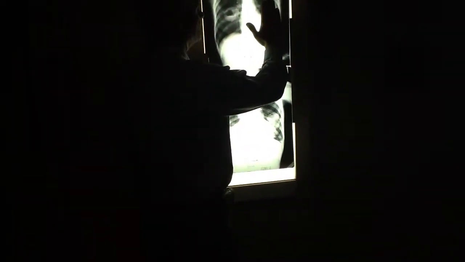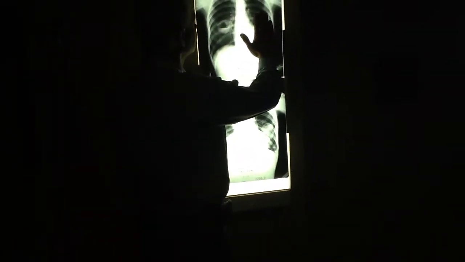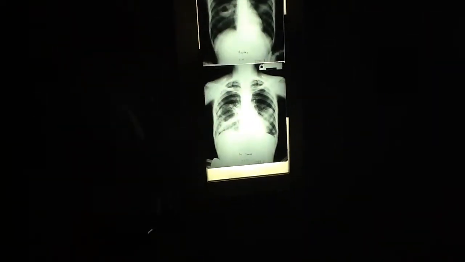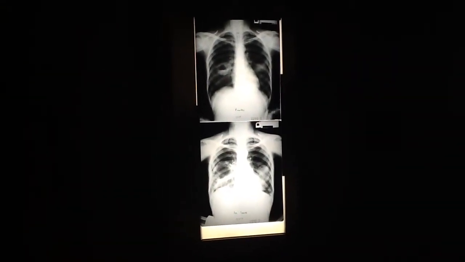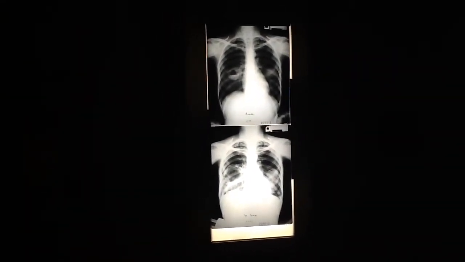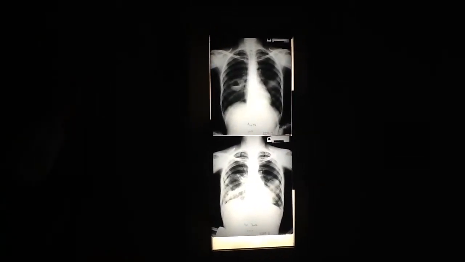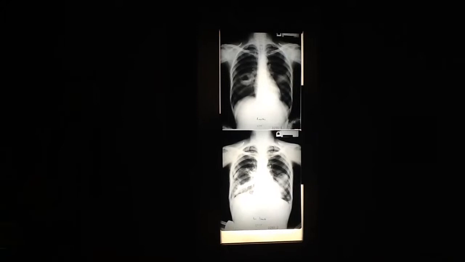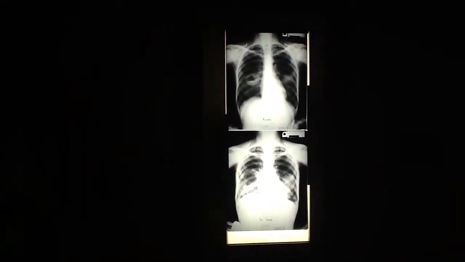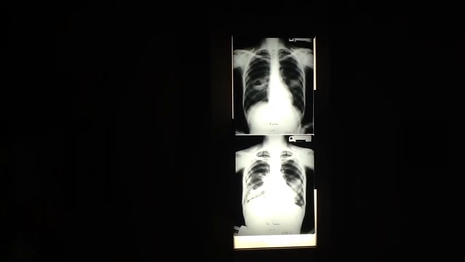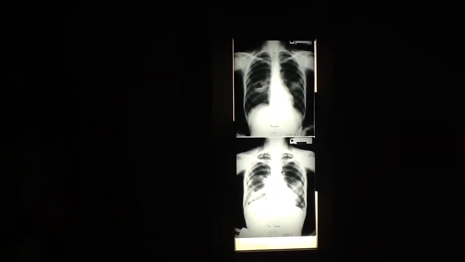So let's forget this one over here. This is another circular to oval, pretty well defined density, isn't it? It's a localized water density, semicircular shape lucency with a fluid level inside it. What's the wall thickness doing? Thick. That's thick, isn't it?